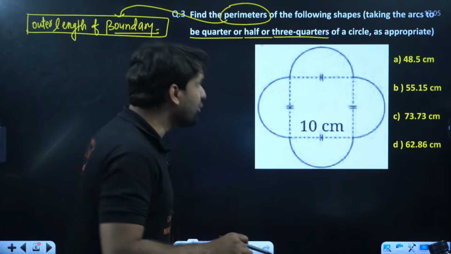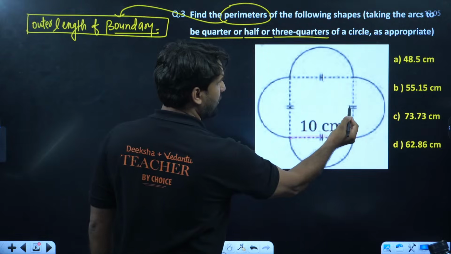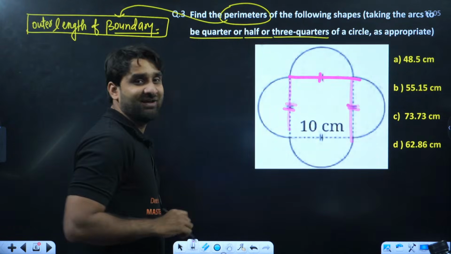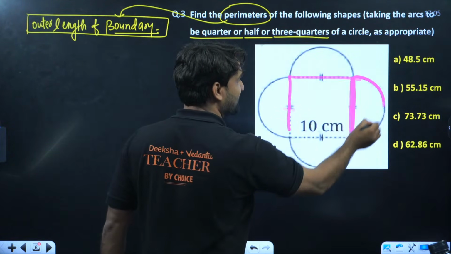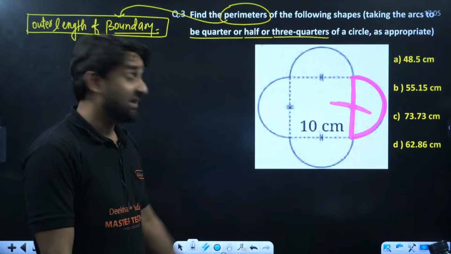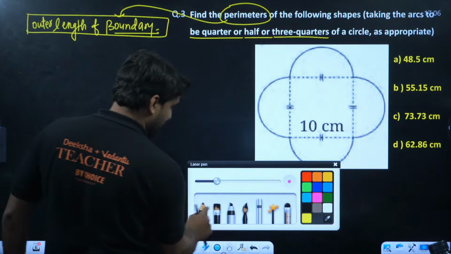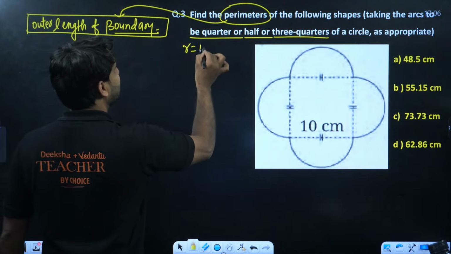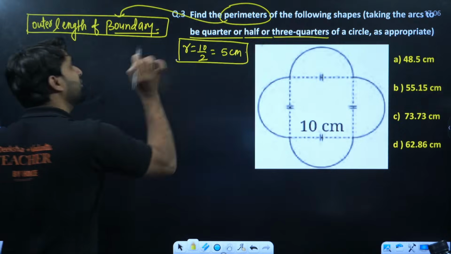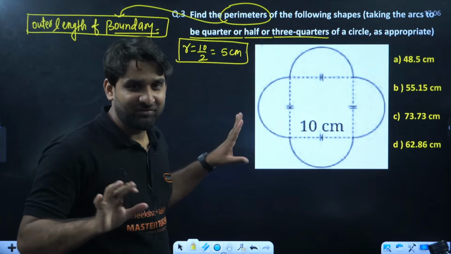The interesting part is the length of this portion is 10 centimeter and all are equal. This is 10, this is 10, this is 10, this is 10. And this is the diameter of the circle. If this is a semicircle, it has to be the diameter, and the diameter is equal to 10 centimeter. So what will be the radius? The radius is equal to 10/2, which is 5 centimeter. Clear everyone? The radius is 5 centimeter, because all the arcs are semicircles, right? We all can see now.